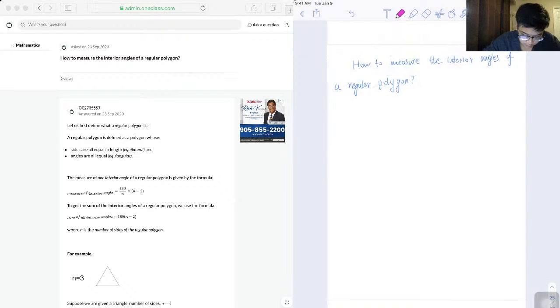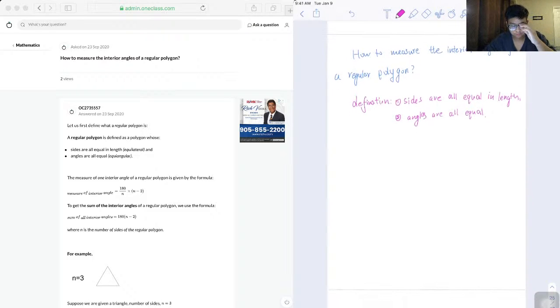So a regular polygon, the definition will be that the sides are all equal in length. That's the first condition. And the second condition is that the angles are all equal. Right. So as long as they follow these two conditions, that's what we call a regular polygon.